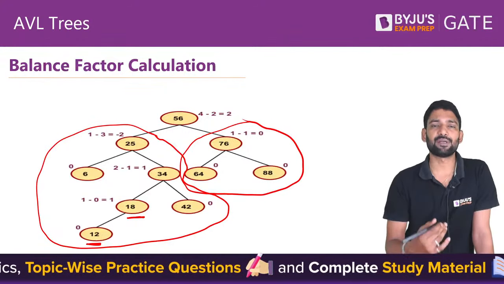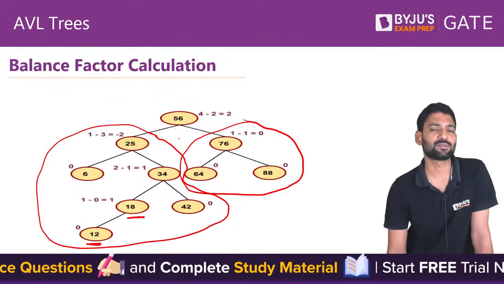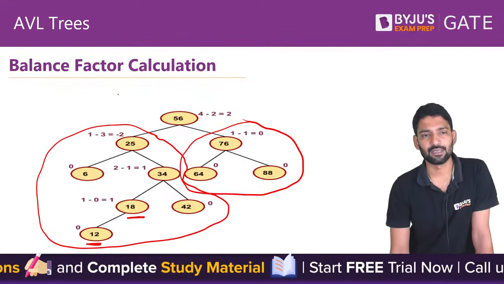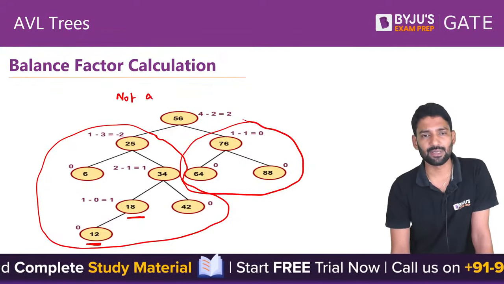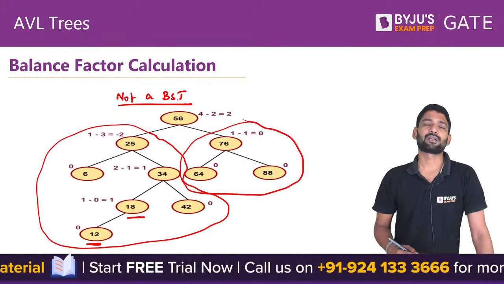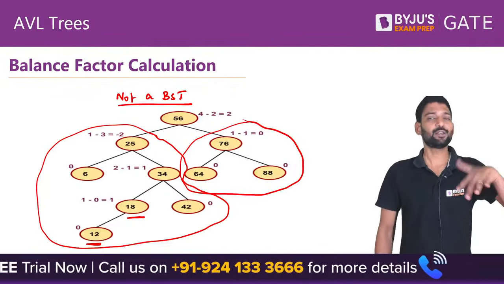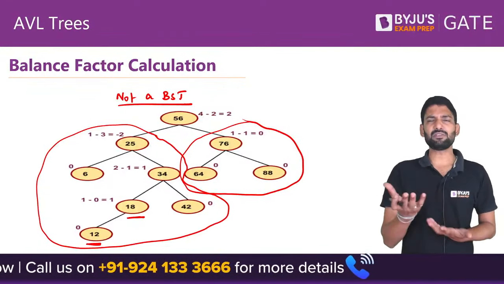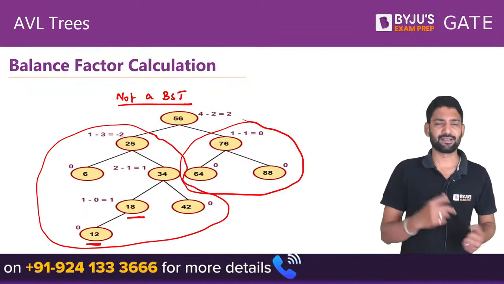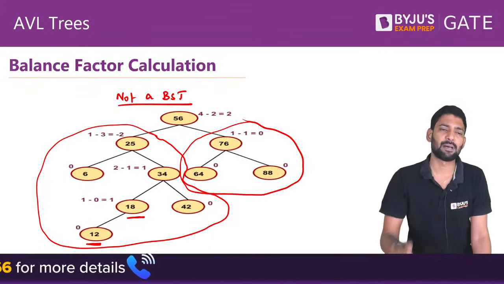18, 25, 18, 12 are greater than 25. So it is not a BST. It is not a BST. Okay, it need not be a BST for finding the balance factor. For an AVL tree, it should be a BST. Balance factor you can calculate for any binary tree, right? So let us see how we calculate the balance factor.